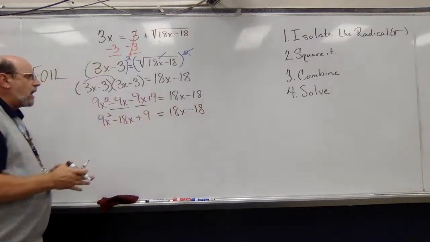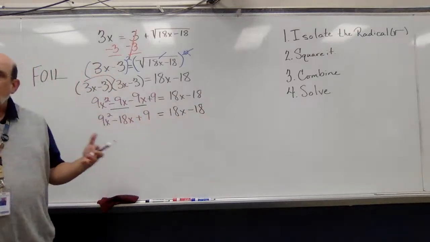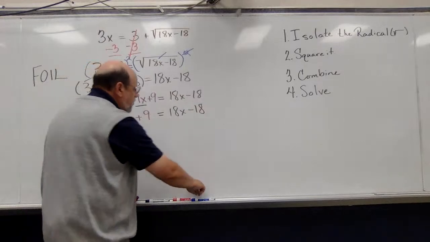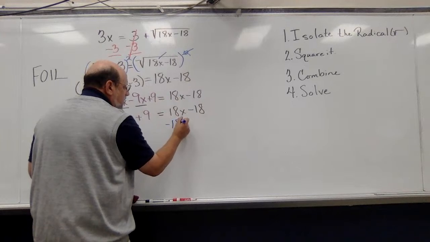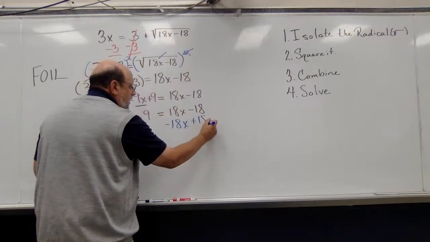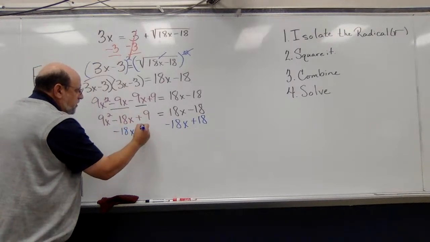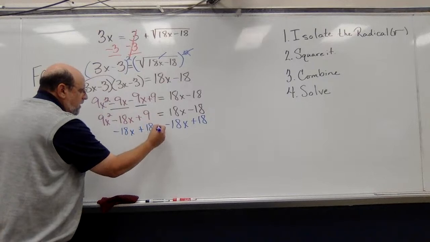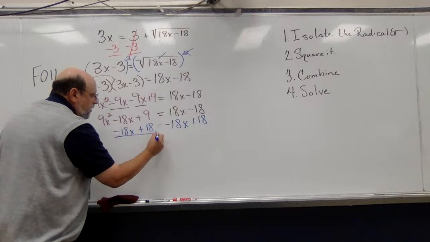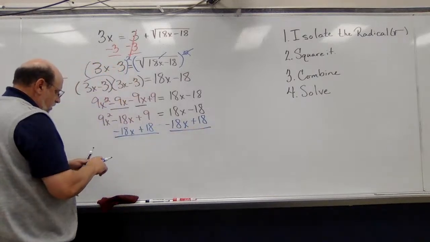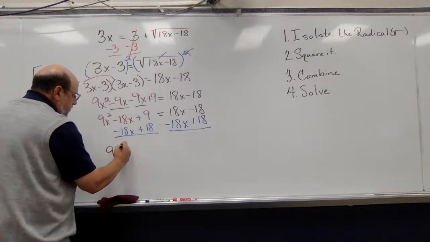Now, if you don't mind, I'm going to move everything from over here at the same time, right? I'm just going to show the opposite of this whole thing. So minus 18x and plus 18. Great. Minus 18x and plus 18. And there we go. All right. So everything, bring down the 9x squared.